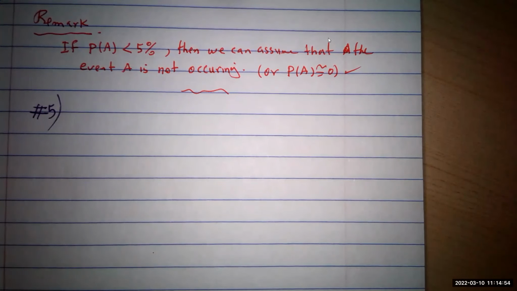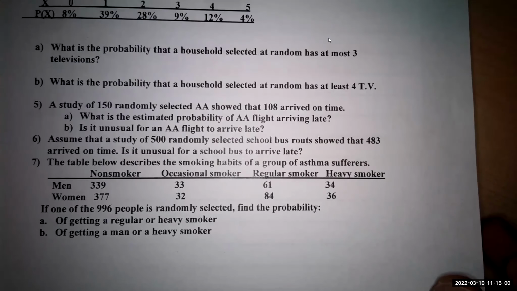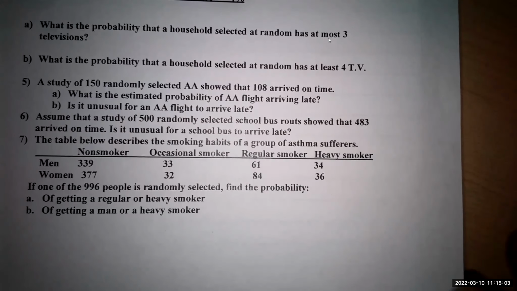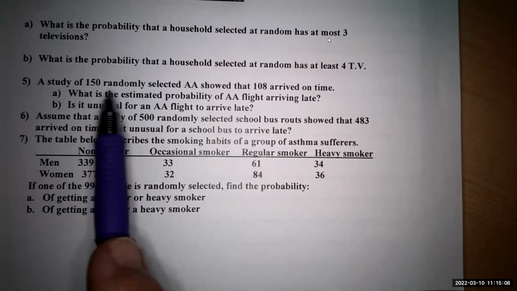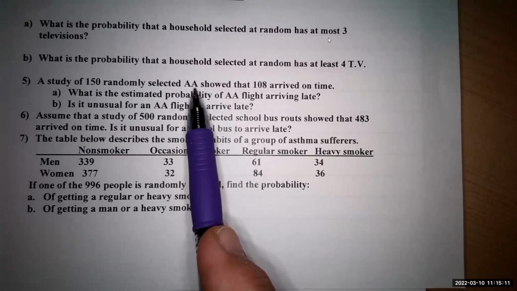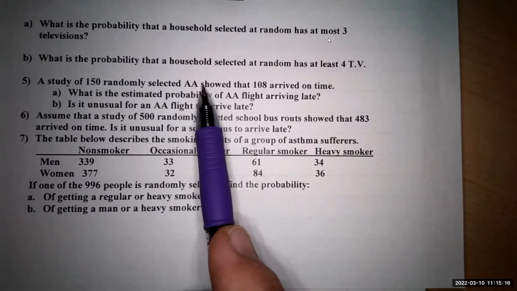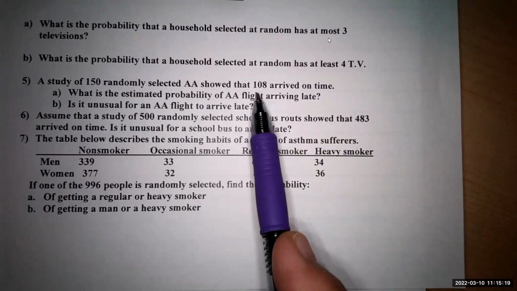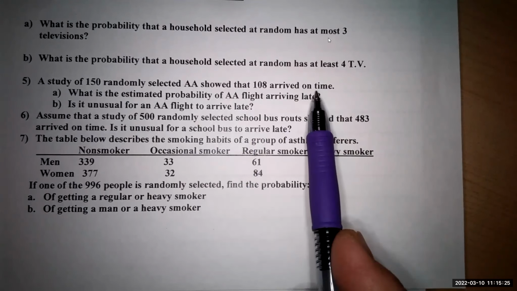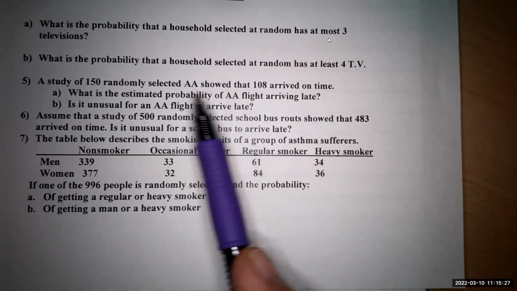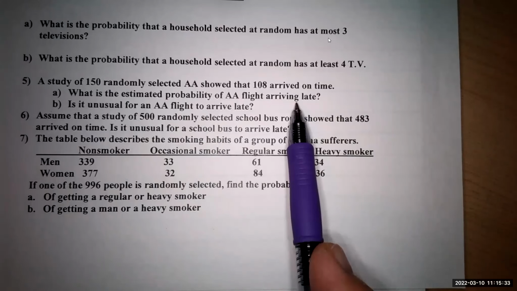Let's check this one. We have question number 5 here. 5 and 6 are in this category. I do the 5 first. We investigate 150 American flights, AA stands for American flights. We find out that out of 150, 105 arrive on time. What is the estimated probability of an AA flight arriving late?